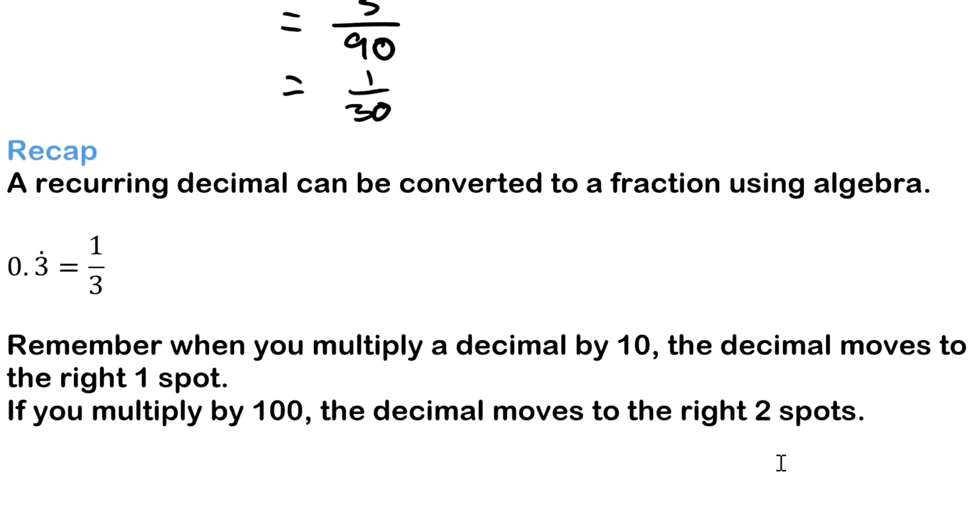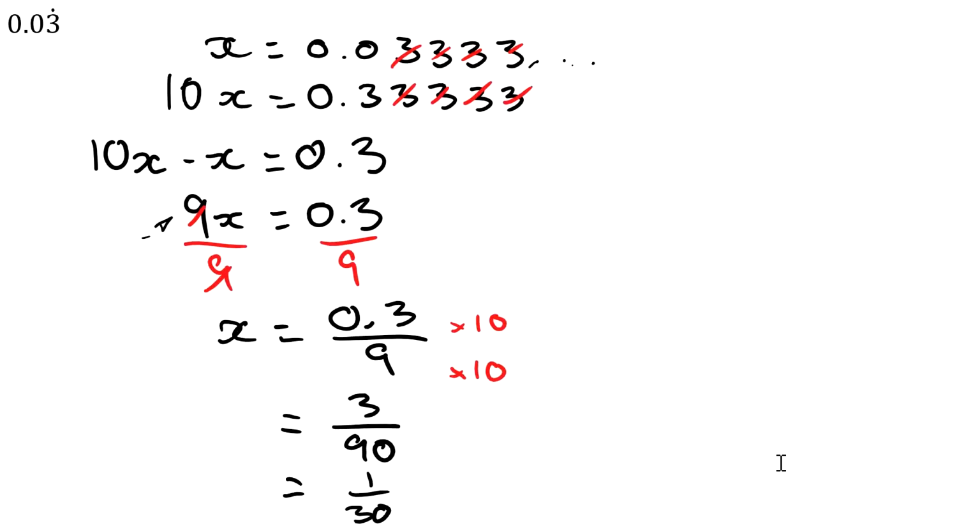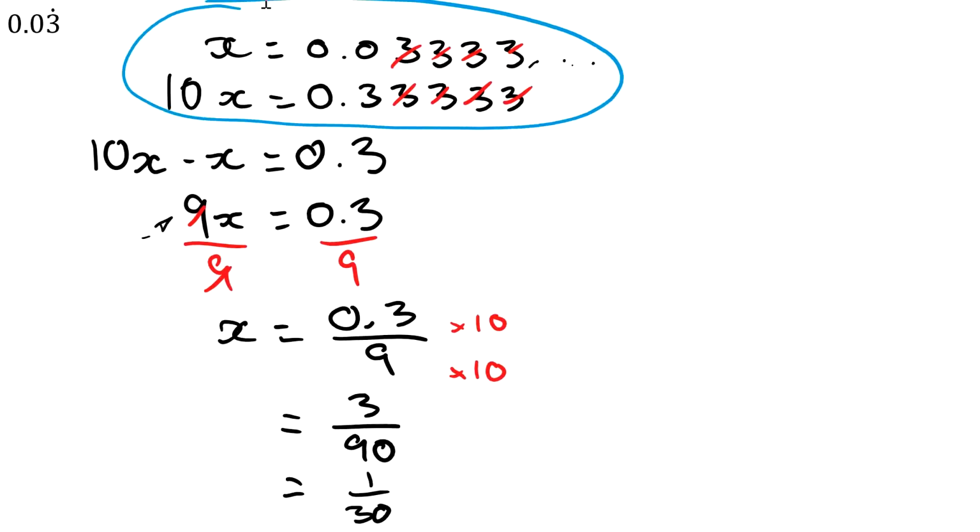Sometimes it's better to write them vertically like I did up here, and then you can actually cross out the repeating decimals.